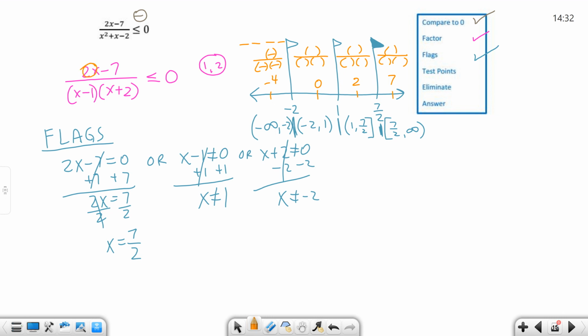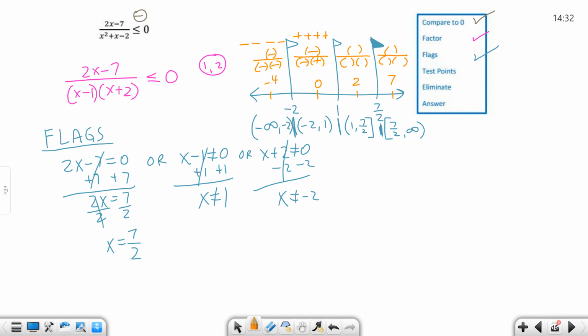2 times 0 is 0. 0 minus 7 is negative. What is 0 minus 1? That's also negative. And what is 0 plus 2? That's not negative. That's positive, right? So here, these two negatives make a positive, and then divided by a positive is still what? Positive.